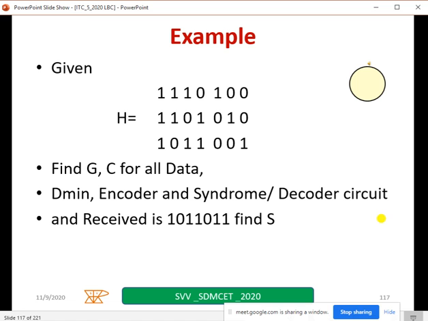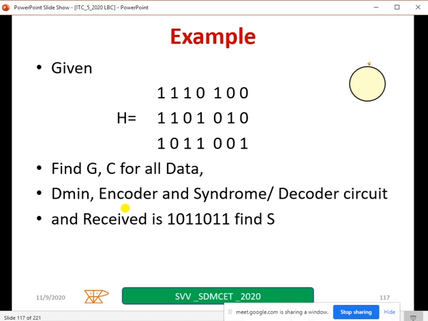Given H equal to 111100 first row, next 1101010 second row, third row 1011001.